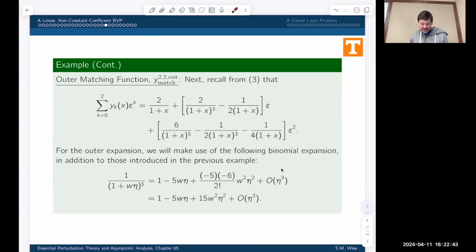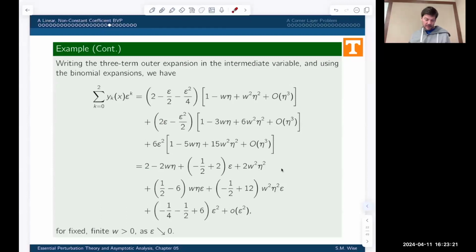Binomial expansion says that this expands to this, up to big O of eta cubed. I could write this, by the way, as little o of eta squared. Little o of eta squared, big O of eta cubed. I'm essentially discarding, it's the same waste bin. Now keep in mind that W is a fixed, finite, order 1 number. When you do these expansions, W is treated as a fixed, finite, order 1 number.